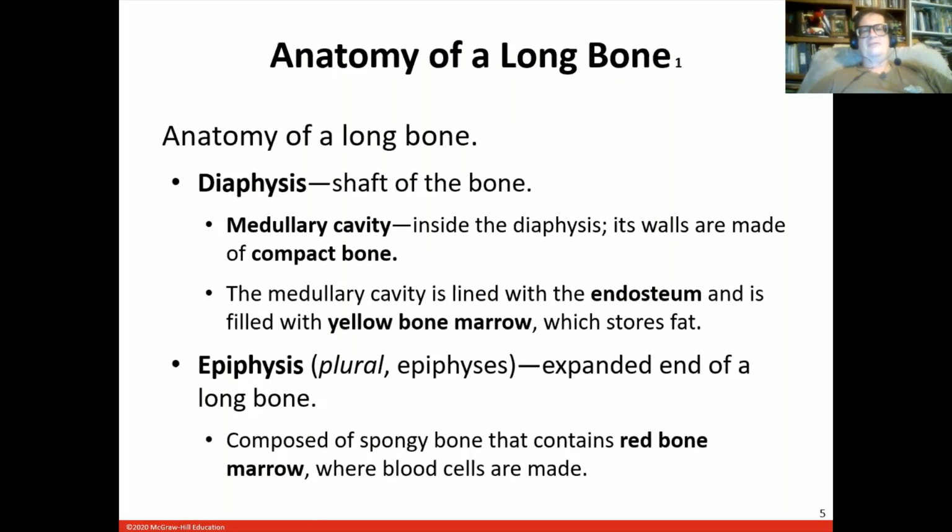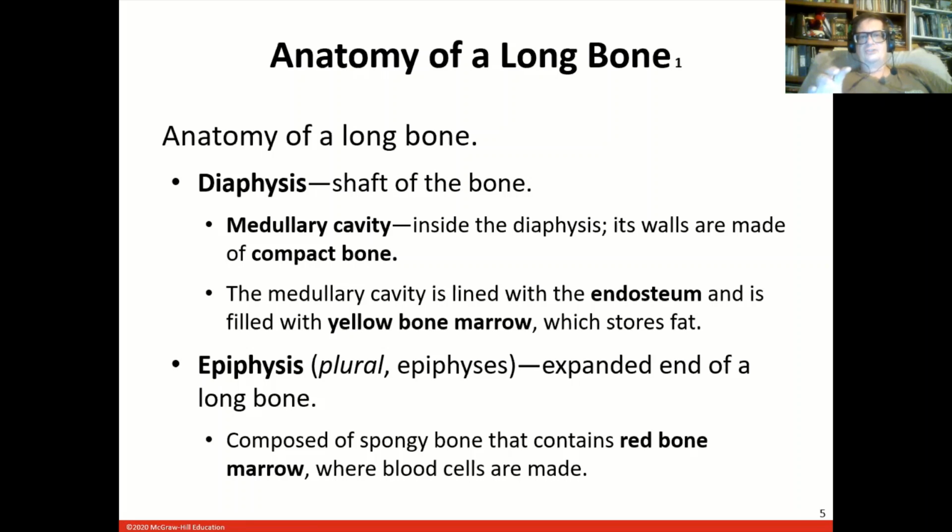So the anatomy of a long bone, I'm talking about like your leg bones, your femur, your tibia, your fibula, your humerus in your arm, your radius and ulna in your arm. The main shaft of the bone, the long portion of the bone, is the diaphysis. And the two ends, both the proximal end and the distal end, those are the epiphyses, or single epiphysis, all right? So the diaphysis, the shaft of the bone, it's hollow inside and has a medullary cavity.